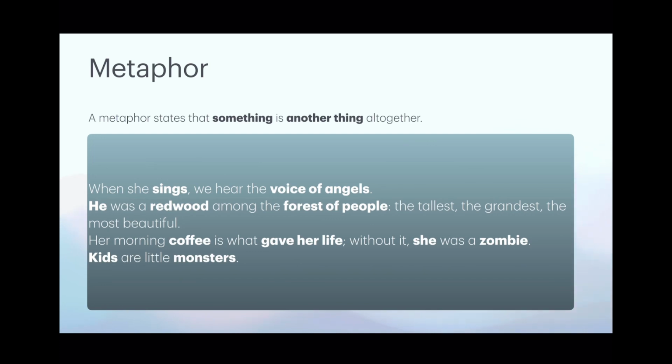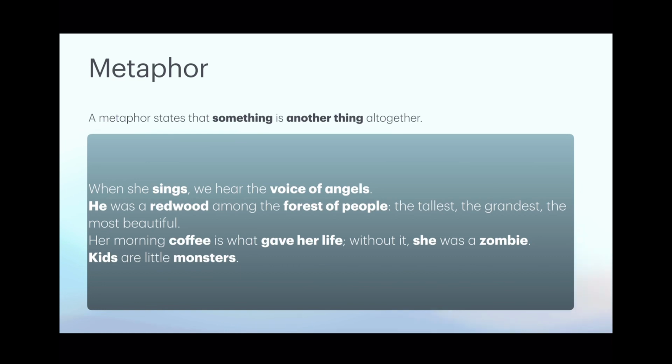Okay? He was a redwood among the forest of people, the tallest, the grandest, the most beautiful. Okay, I'm saying that he was a redwood tree, okay? And I'm also saying that there was a forest of people, which is not true, okay? I'm saying that there were a bunch of people there and they made a forest, basically. They created a forest, but it's not true.